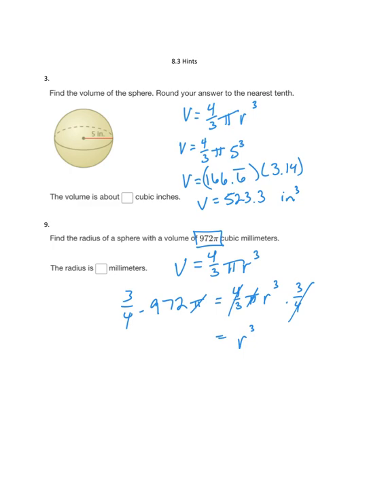So I have 972 times 3 divided by 4. That's 729. Now, to find the radius, I need to find the cube root of 729. So what I'm going to do in my calculator is write a 3, and then I'm going to put second, x root, 729, and that's 9 millimeters.